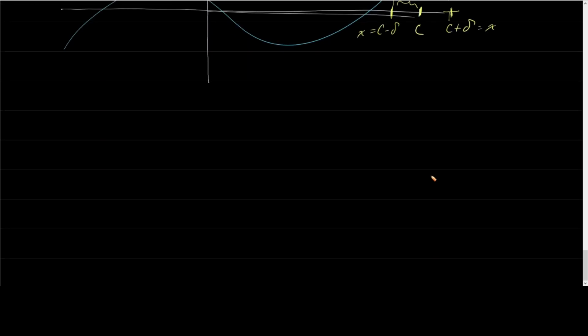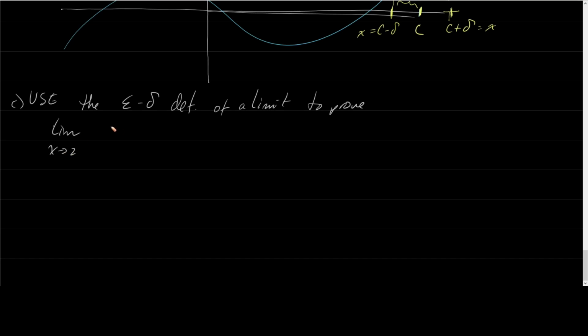In here, we're going to use the epsilon delta definition of a limit to prove, so this is example C, to prove that the limit as x approaches 2 of 3x minus 2 is 4. We're going to do this using the epsilon delta definition. So let's see what happens here.